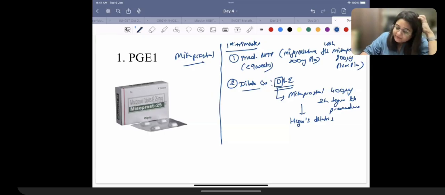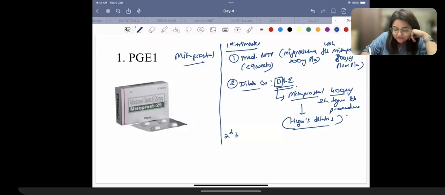So medical MTP, mifepristone 200 milligram orally, followed 48 hours later by misoprostol 800 microgram per vaginal or orally. You also use it for dilatation and evacuation. We use it for dilating the cervix prior to doing the evacuation. So we give misoprostol 400 microgram 2 hours before the procedure, or we can even dilate the cervix using Hegar's dilators. This is separate. ठीक है?